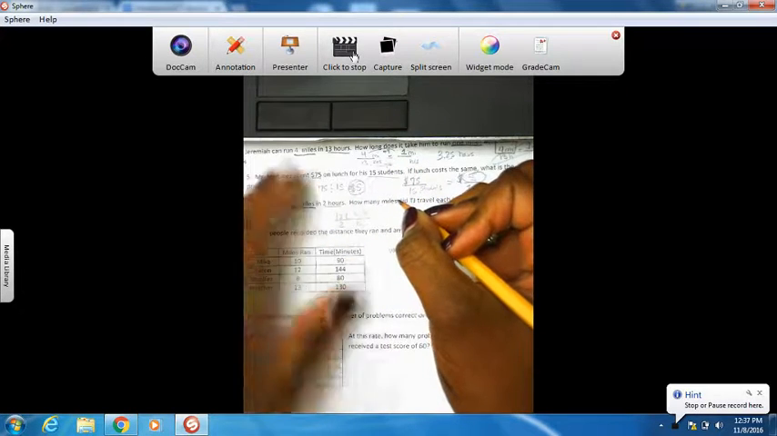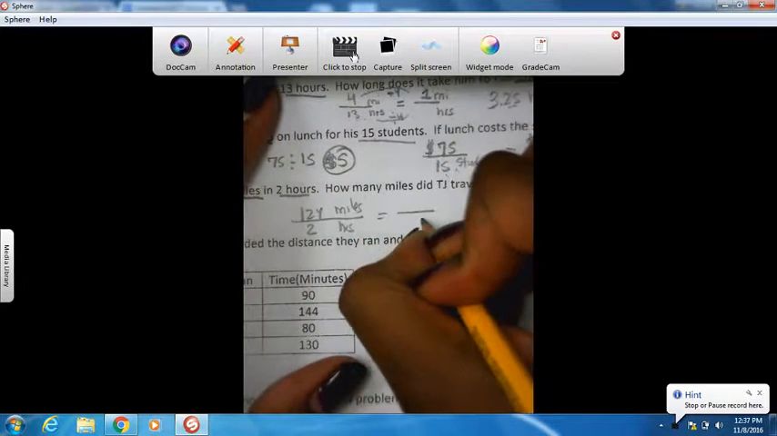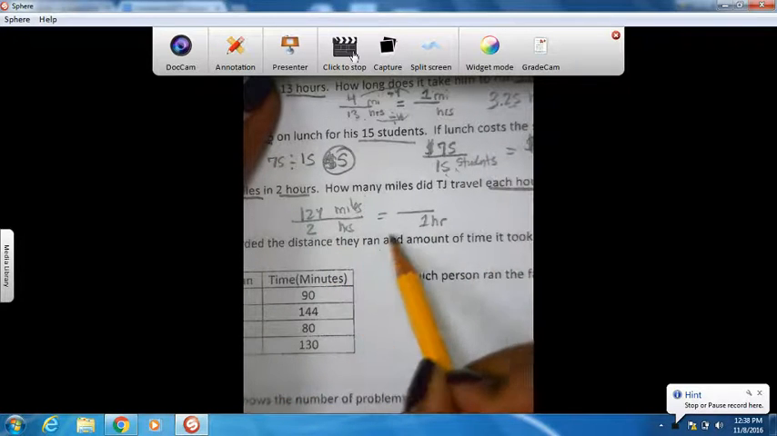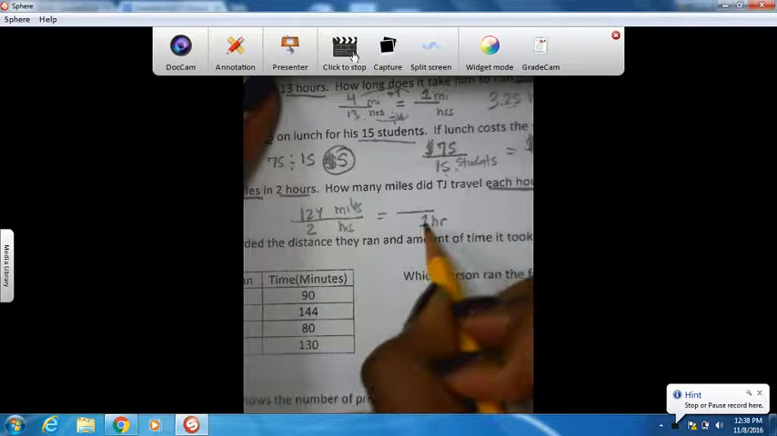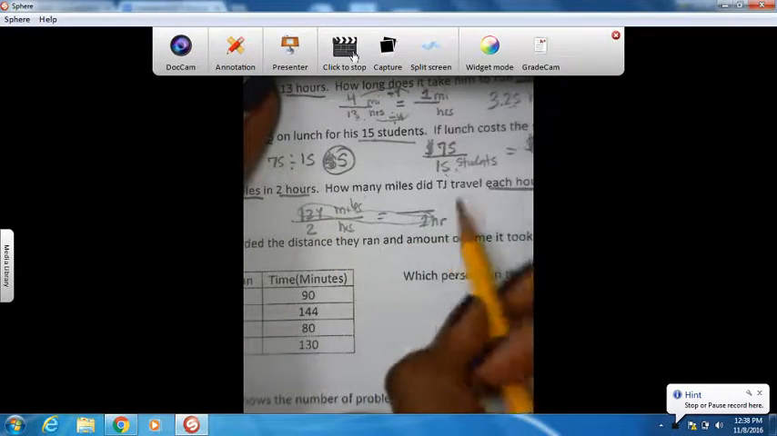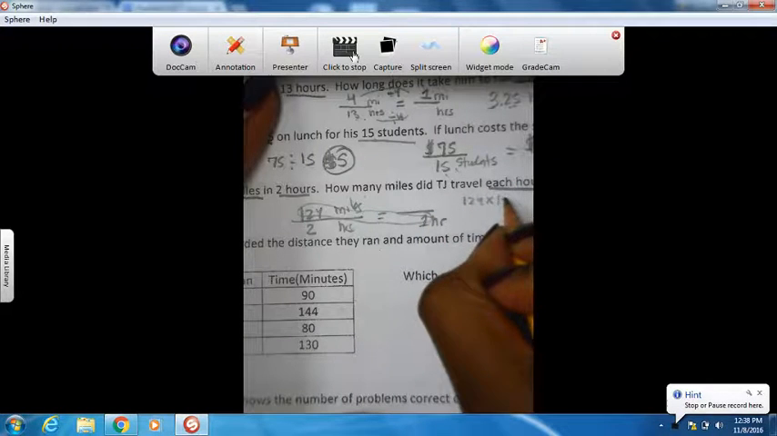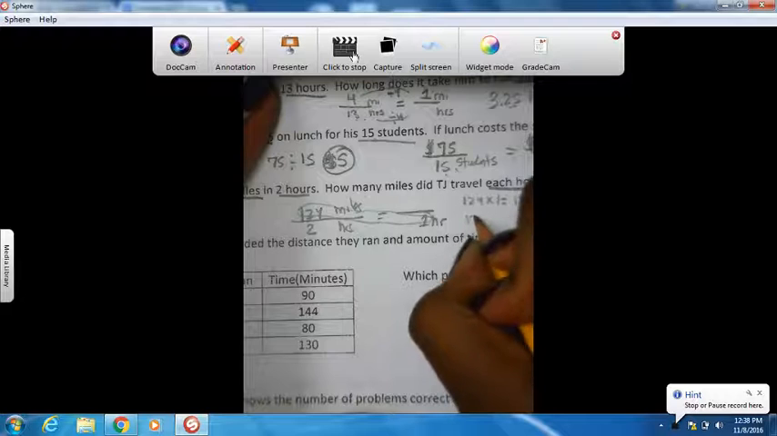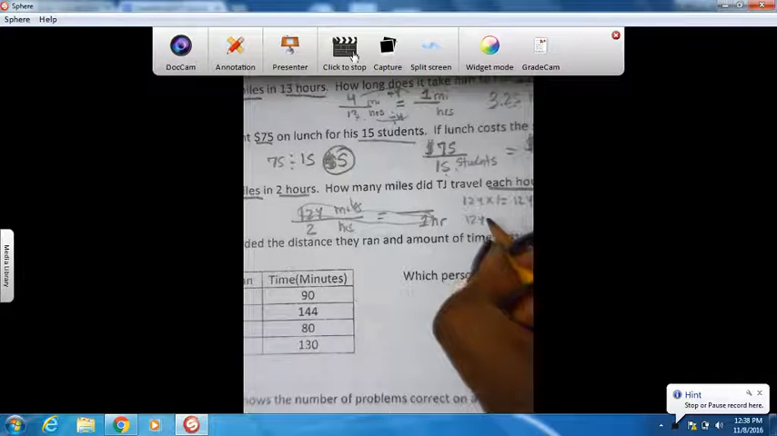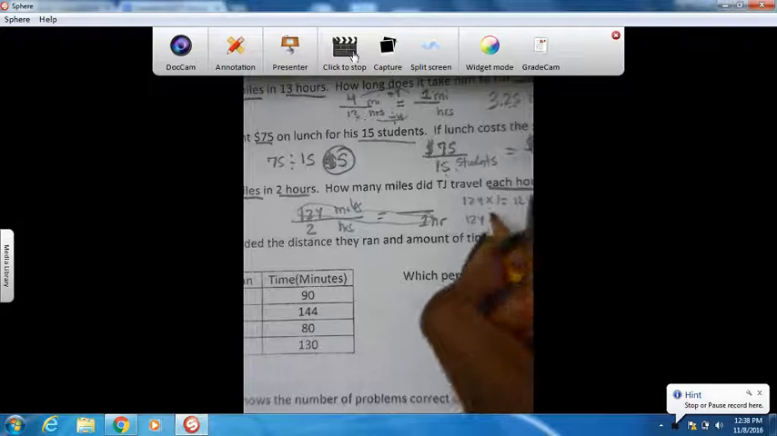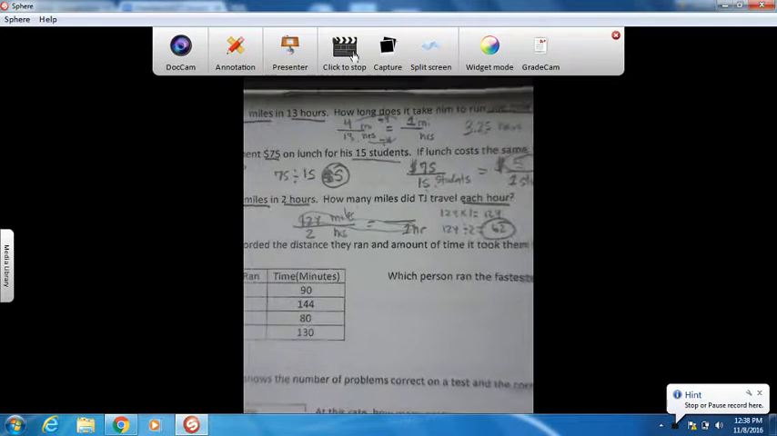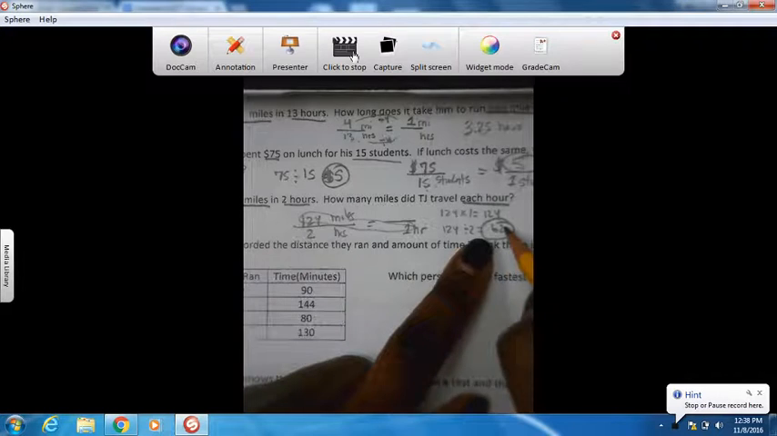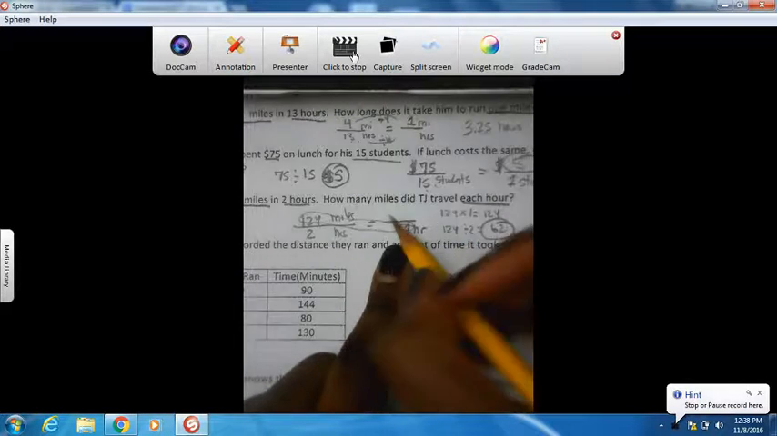But we are trying to find the unit rate. So each hour means 1 hour. So you can scale or you can cross multiply and divide. I'm going to cross multiply. 124 times 1 is 124. And then 124 divided by 2 gives me 62. So to answer the question, TJ can travel 62 miles in 1 hour.